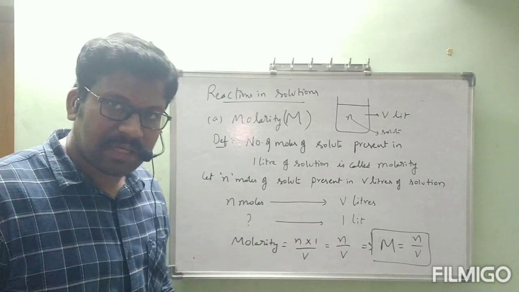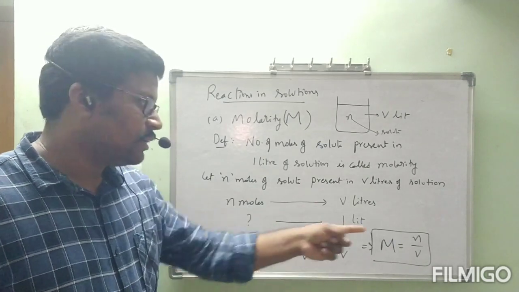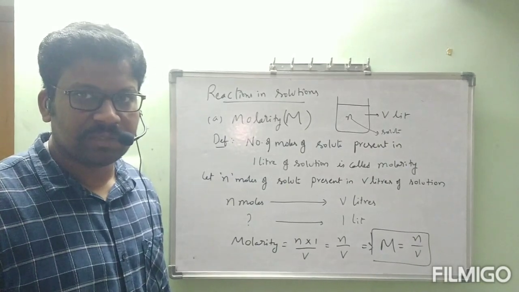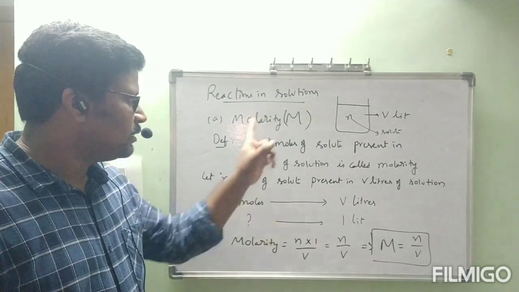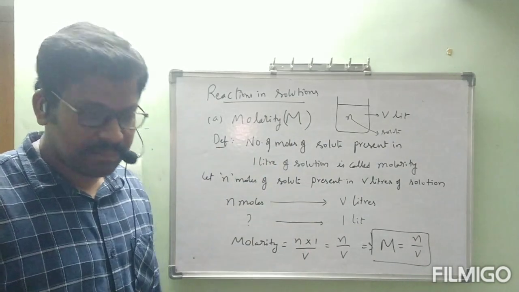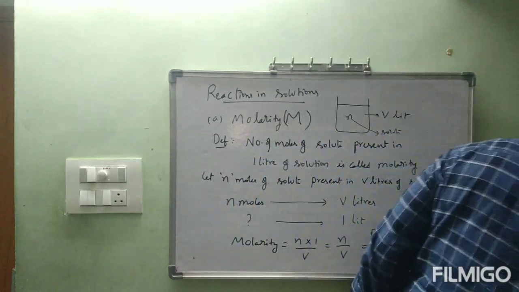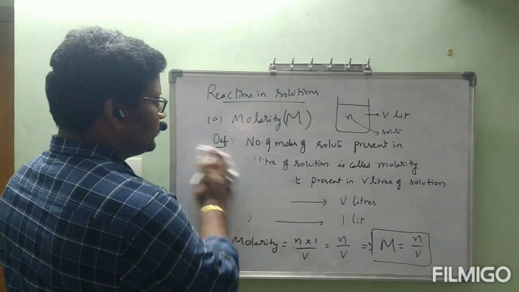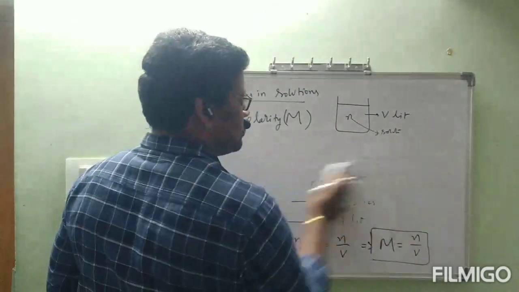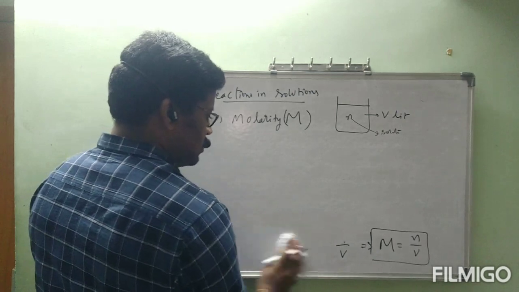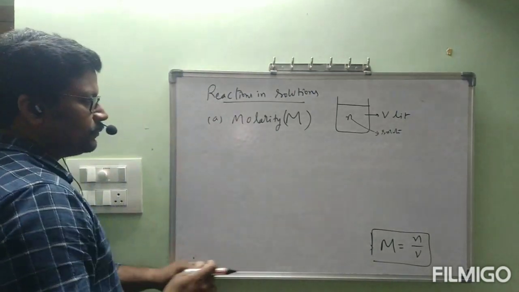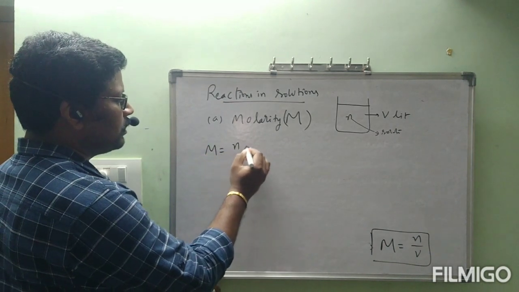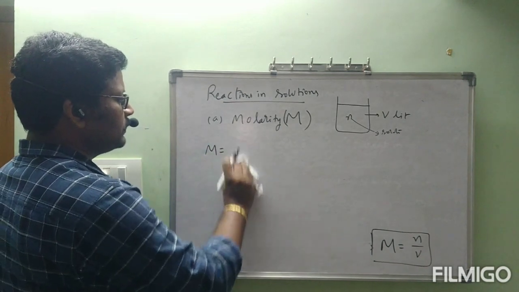Further we can extend this formula. We can expand this formula by knowing the formula of n. Already we know the formula for number of moles. Before that, note this down clearly. Now I will continue. Capital M is equal to n by V. I am writing n into 1 by V.